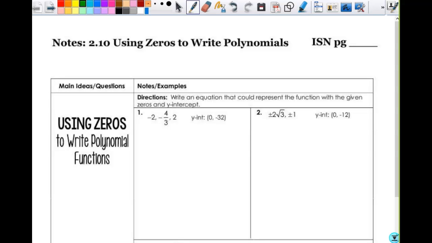On Delta Math, though, you will be given a graph, and from that you have to determine the zeros, which is easy because you can pull them off the graph, and the y-intercept. But here I just flat out gave them to you.